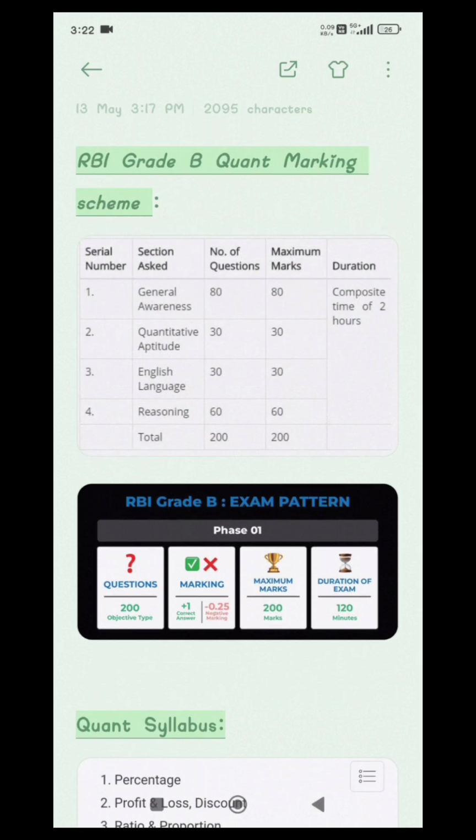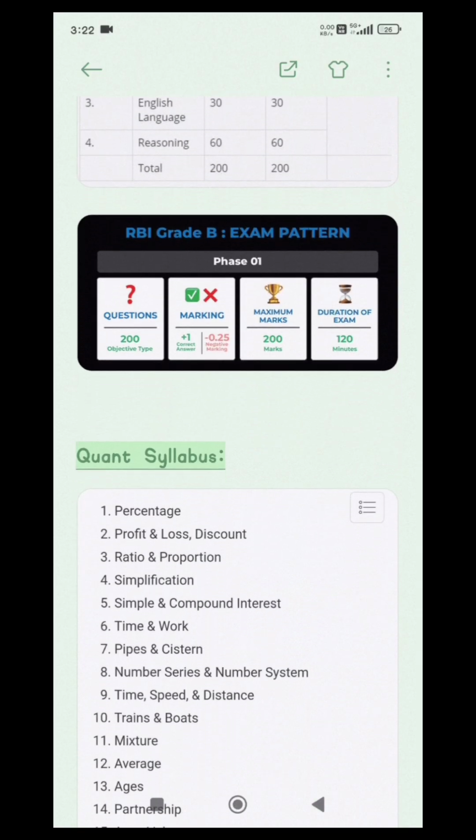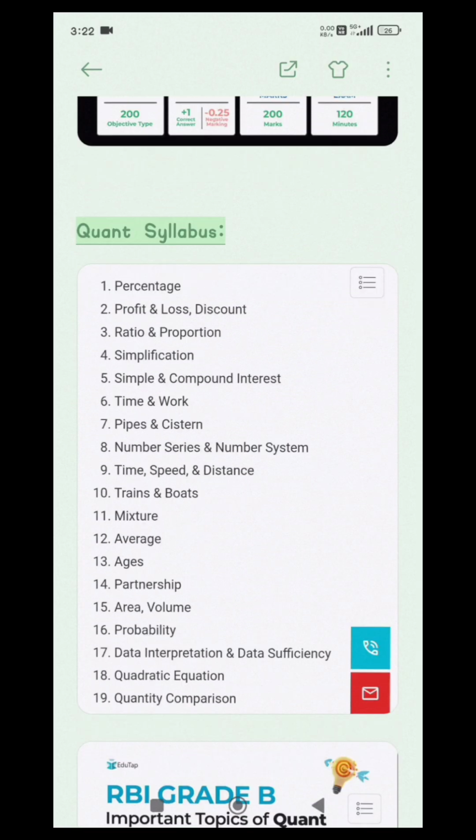Moving forward, as you can see there are 200 questions, and for every correct question you get 1 mark, and for every wrong answer you have negative marking, which is minus 0.25. So you have to choose questions wisely because negative marking can cost your attempt. Now let's move towards the syllabus.